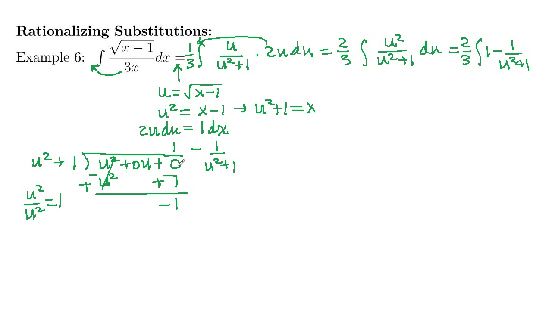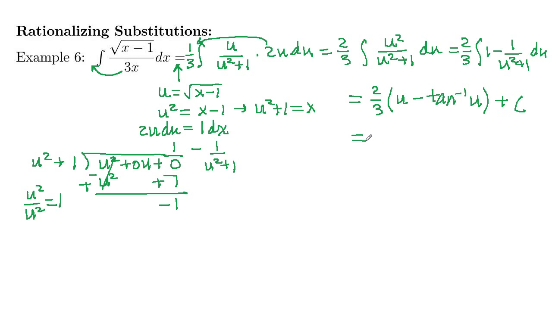du. So 2/3 out in front. Antiderivative of 1 is just u. Antiderivative of 1 over u squared plus 1, that is inverse tangent. So inverse tangent of u, and plus constant.